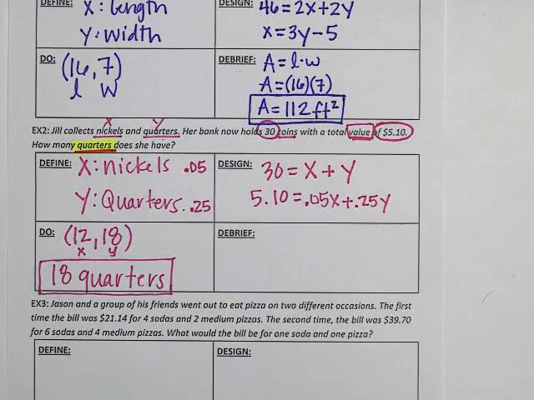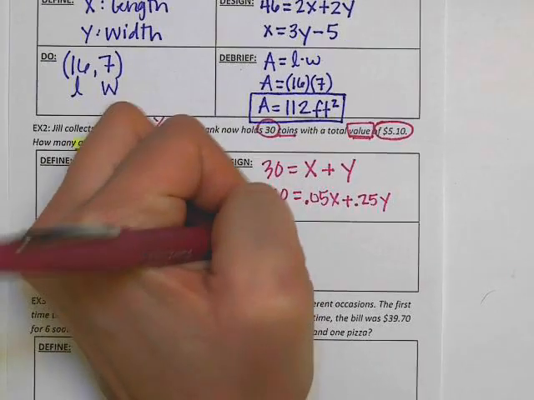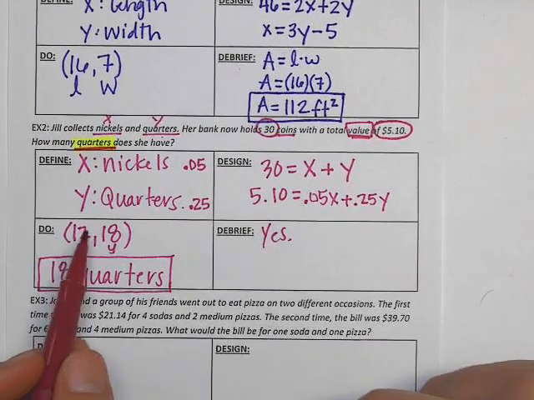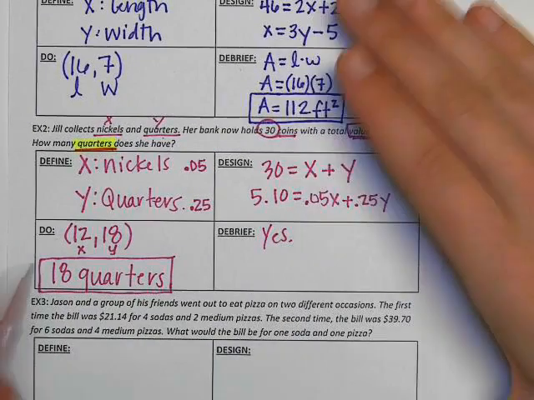Okay, did we answer the question? Yeah. Is it reasonable? Do they have a total of 30 coins? If I do 12 plus 18, is that 30? Yes.